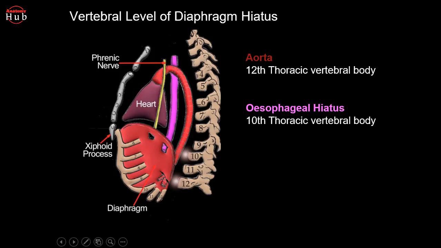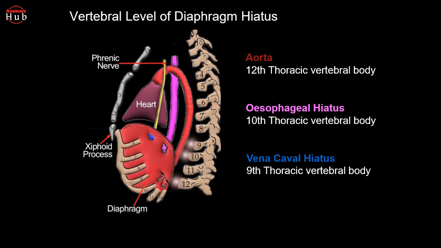Above that is your thoracic part of the esophagus. Like that, here we find the vena caval opening, or vena caval hiatus, at the level of the 8th, or you can say 9th, thoracic vertebral body, through which the inferior vena cava passes.